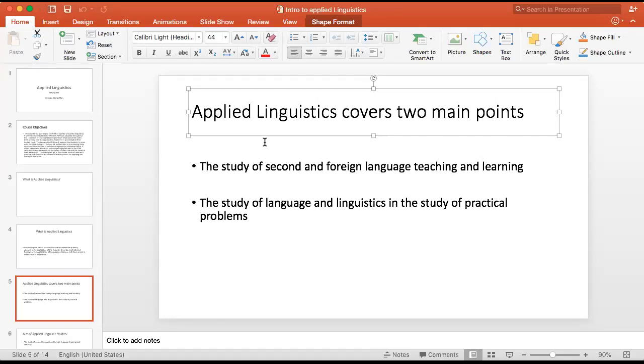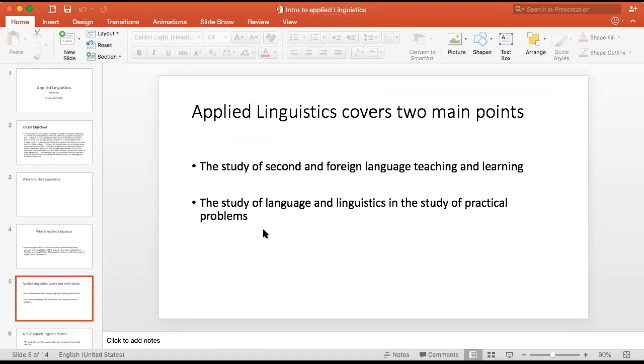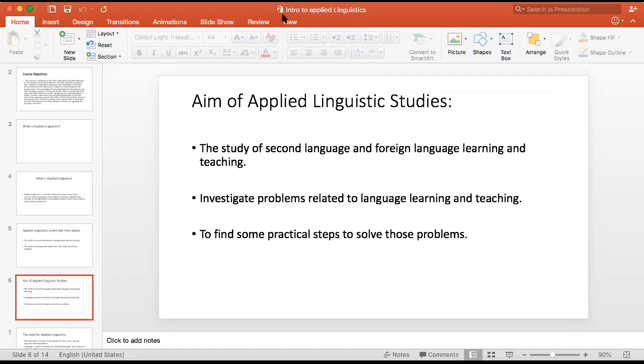So basically, applied linguistics covers two main areas. But in this course, we will be covering much of the time the first one. Okay, that's a popular notion about applied linguistics.